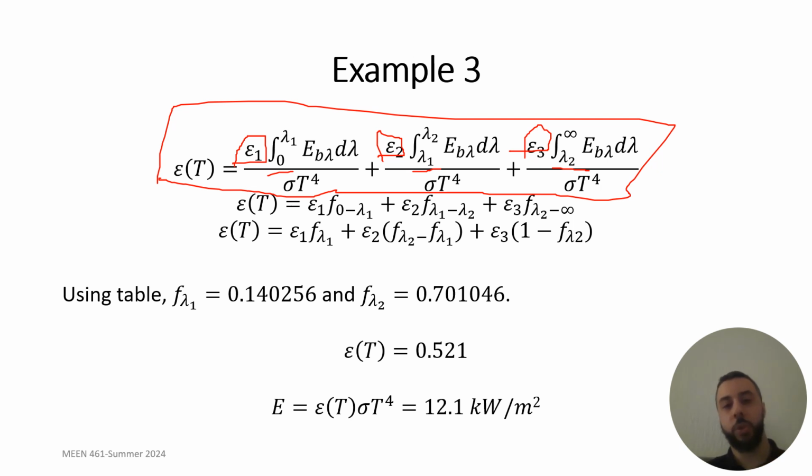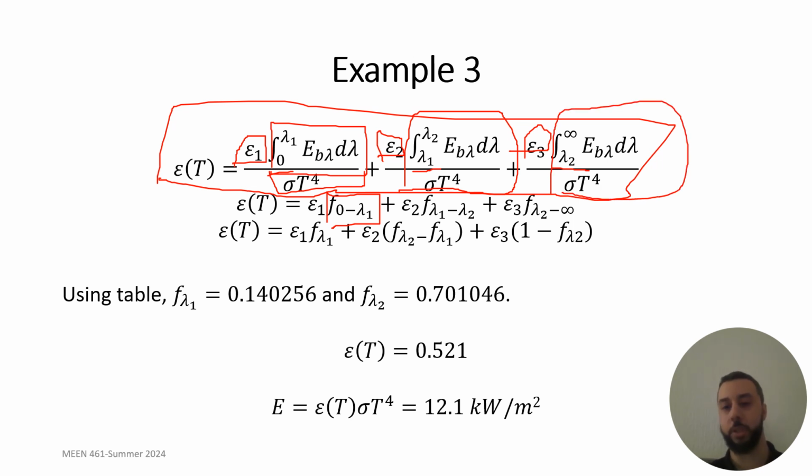And we've done these integrations before, right? 0 to lambda 1 for the black body, depending on the wavelength. And we said that that's going to be some fraction, right? If we include the sigma T to the power 4, that's just a fraction. And it's the same thing here. So this is just a fraction from lambda 1 to lambda 2, and this is a fraction from lambda 2 to infinity. We did this in example 2, but this time it's just to determine the average emissivity.